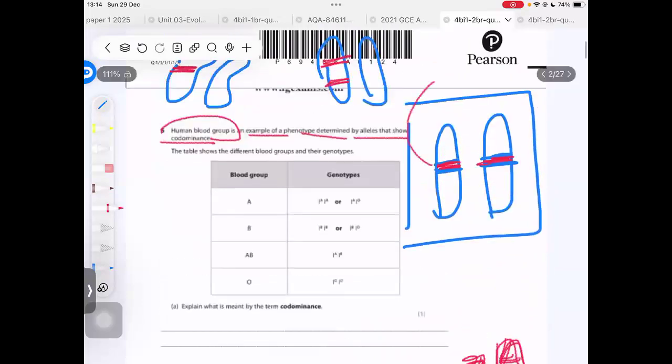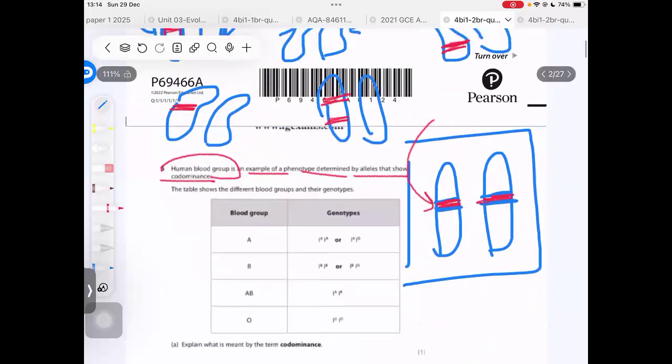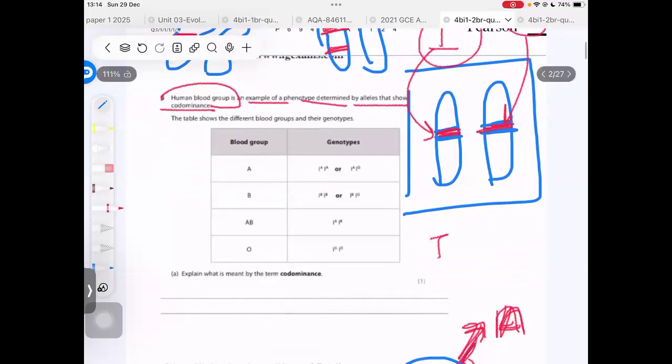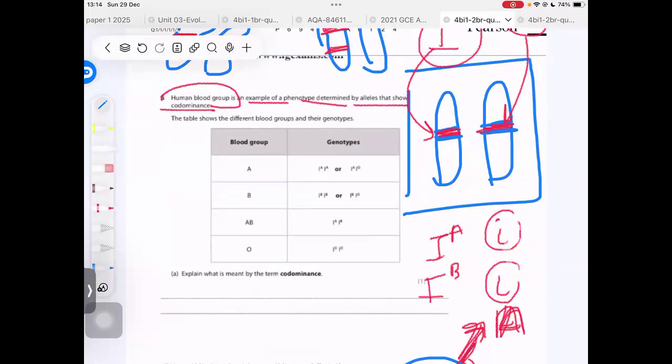Let's say the allele over here is IA, and the allele over here is simple I. IA is dominant to simple I. IB is dominant to simple I. Simple I is the... according to your syllabus, it's not simple I. According to your syllabus, it's capital I 0. Sorry, IO. According to your syllabus, it's IO.